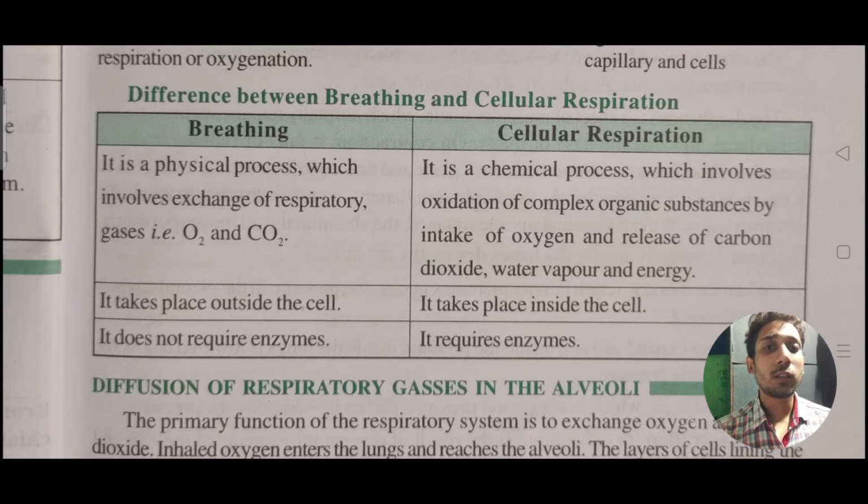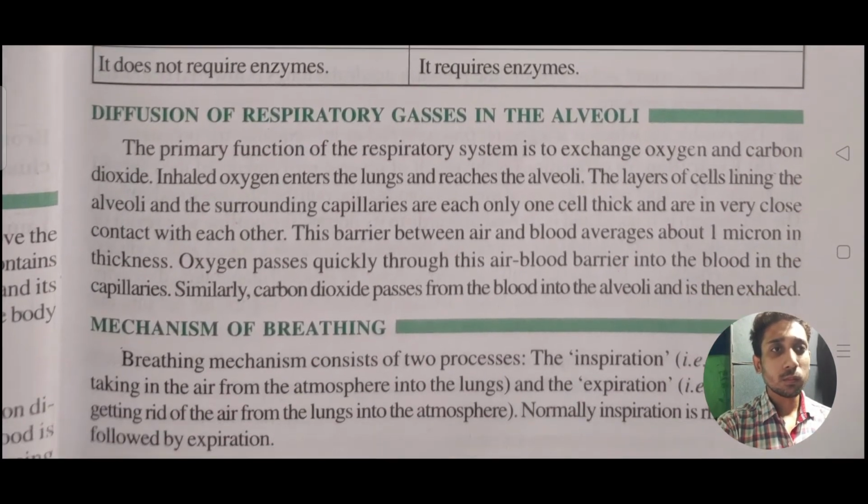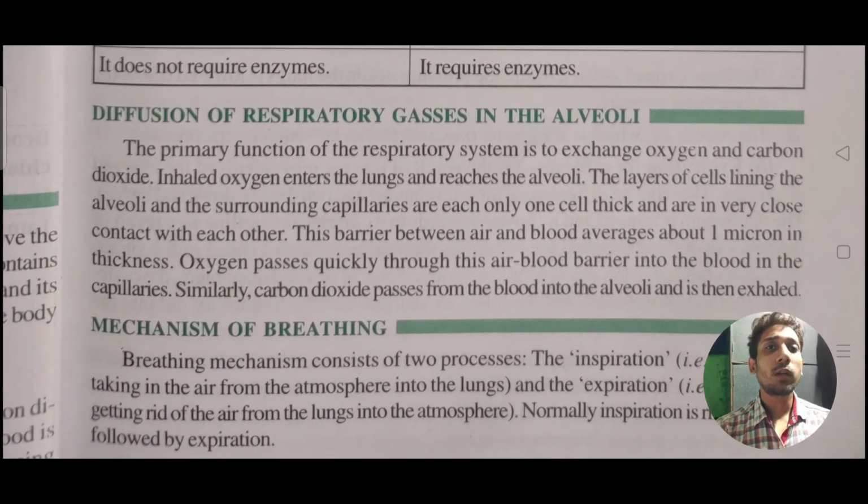Thereafter, breathing always takes place outside the cell, but respiration always takes place inside the cell. Breathing does not require any enzymes, but cellular respiration requires many kinds of enzymes. Thereafter, we'll go to the diffusion of respiratory gases into the alveoli. The primary function of the respiratory system is to exchange oxygen and carbon dioxide. It means the first motive of the respiratory system is to exchange oxygen and carbon dioxide simultaneously.